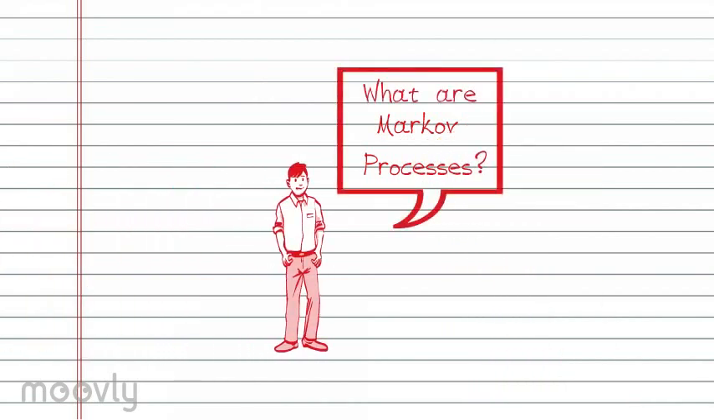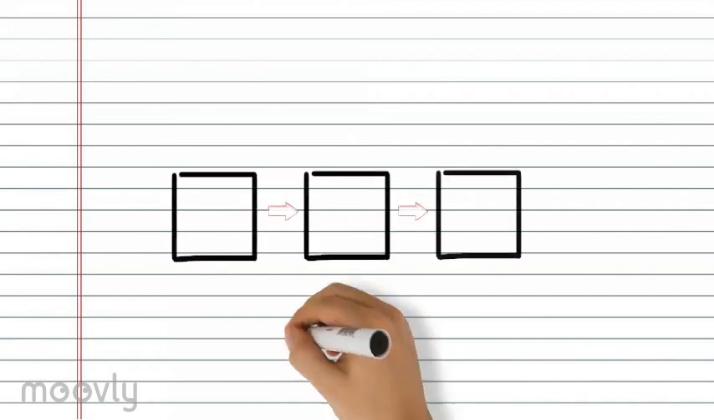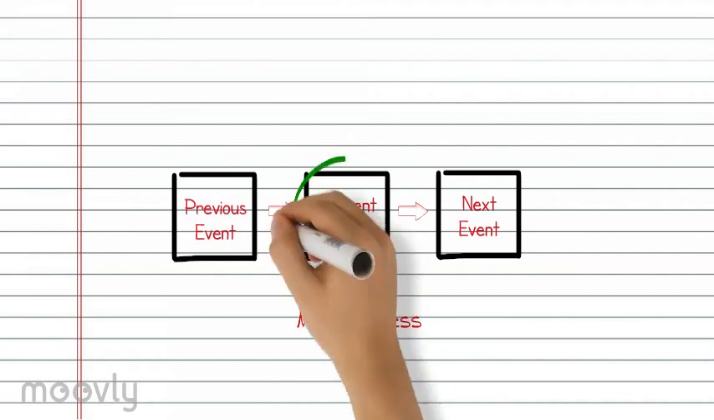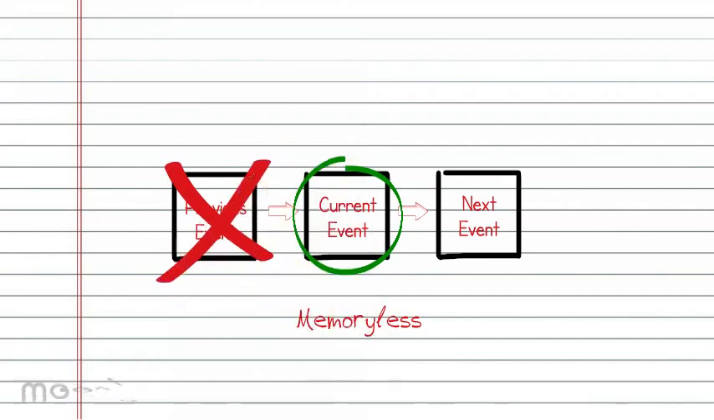What are Markov processes? A Markov process is a chain of events that is memoryless. That is, it is the assumption that the next event that will happen depends only on what is happening now, and not what happened previously.